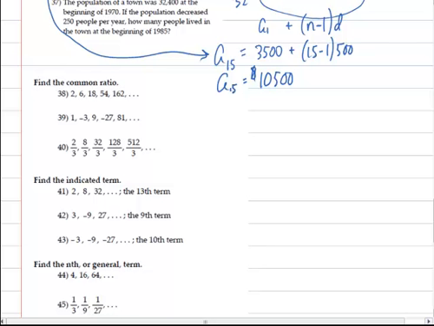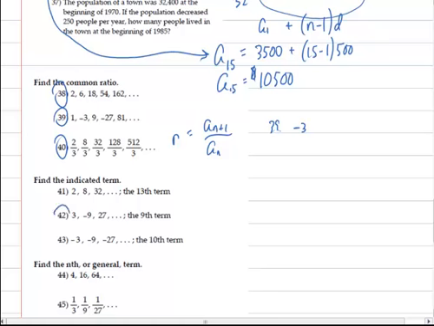Now we move along. Hopefully you could do common ratios. Remember, the ratio is equal to the term to the right divided by the term right next to it on the left. And just use your calculator. For instance, on number 39, the ratio is -3. And so you can verify those with the answers in the back.